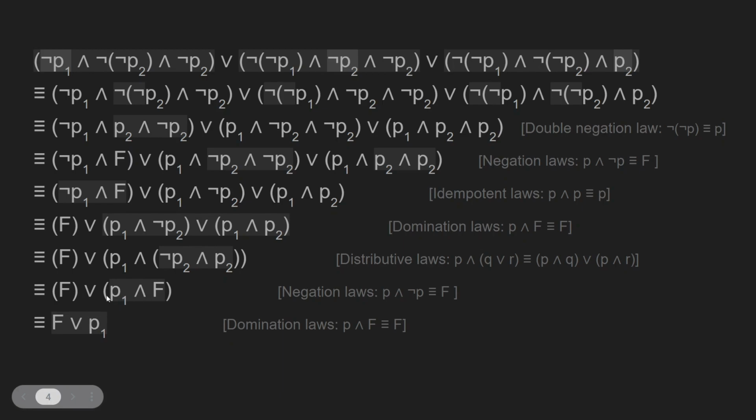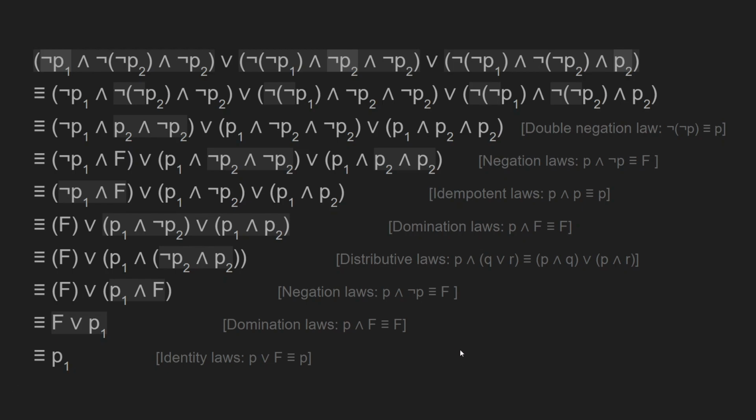And this portion we will work with. This becomes false. Why? The domination law says P and false is equivalent to false. And this highlighted portion becomes P1. Why? The identity law says P or false is equivalent to P. So P1 is our final answer. So the treasure is in trunk 1.